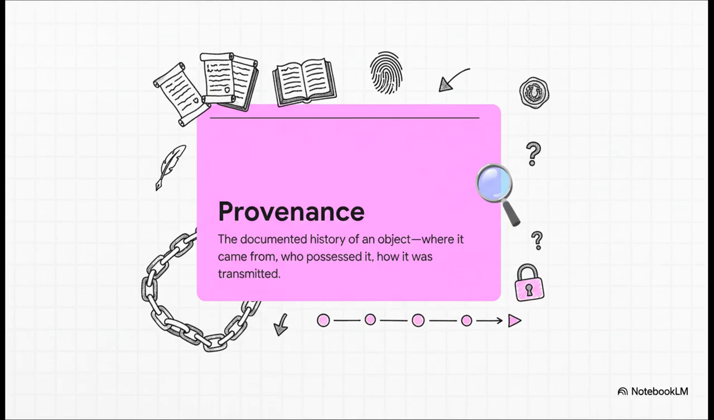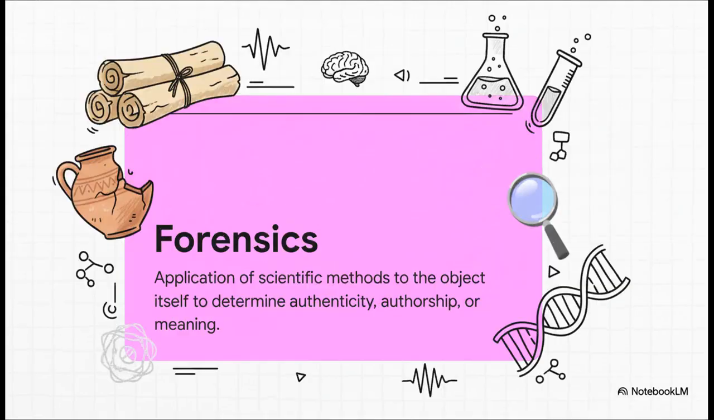Where did it come from? Who's had it? How did it get from point A to point B? We're basically tracing its journey through time. And our second tool is forensics. So if provenance is the backstory, forensics is kind of like the lab work. This is where we get hands-on and examine the object itself. We're analyzing the text, the language, the materials, whatever we have, to try and figure out what it is, who might have created it, and what it's really trying to say.